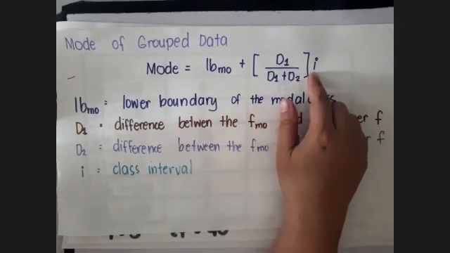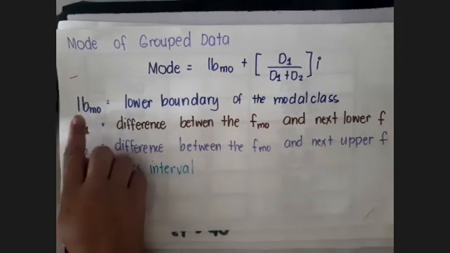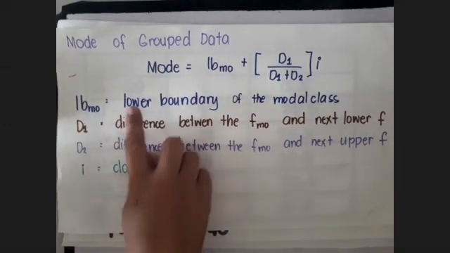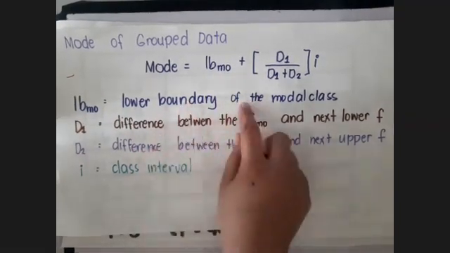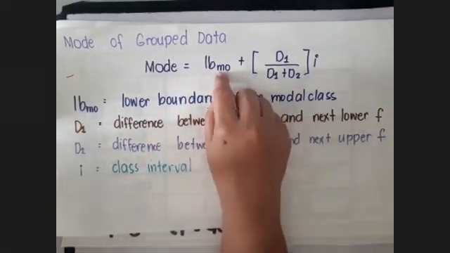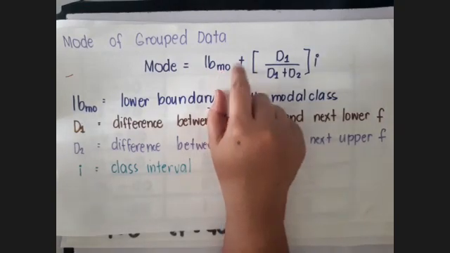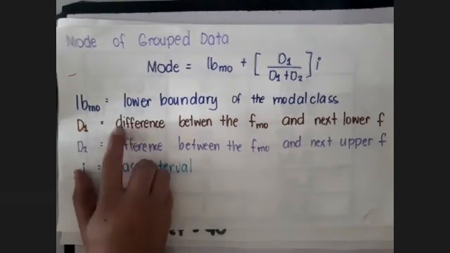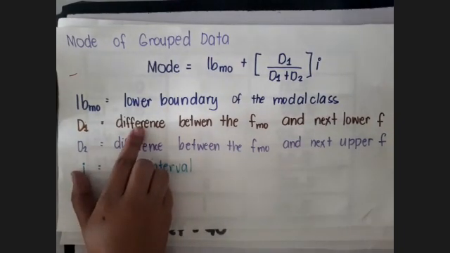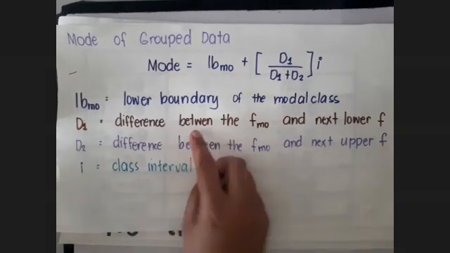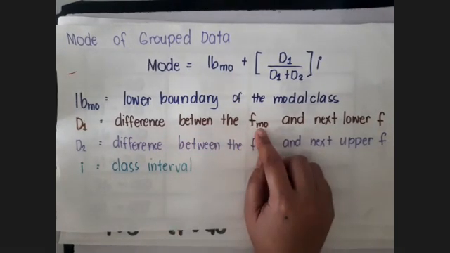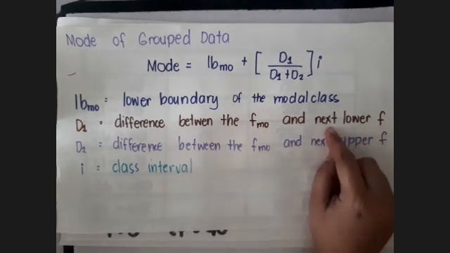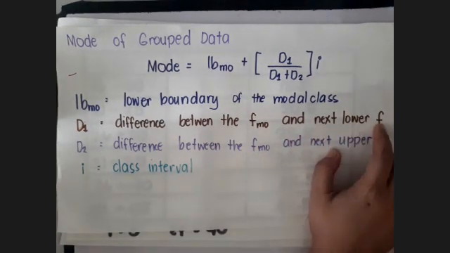Multiply natin sa I. So ito yung mga definition ng bawat isa. So LB subscript natin is MO stands for lower boundary of the modal class. So yung MO pala yung modal class. Plus D sub 1. Ano yung D sub 1? D sub 1 is the difference. Ibig sabihin, ang gagamitin ay subtraction. Between yung frequency ng modal class, difference ha, ima-minus natin sa next lower frequency, yung nasa baba niya.